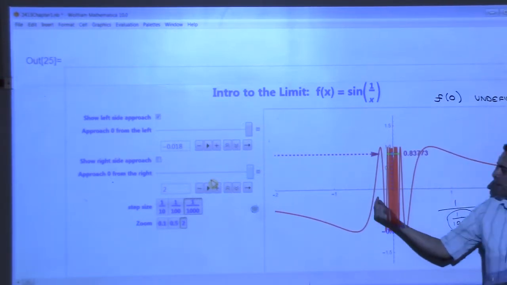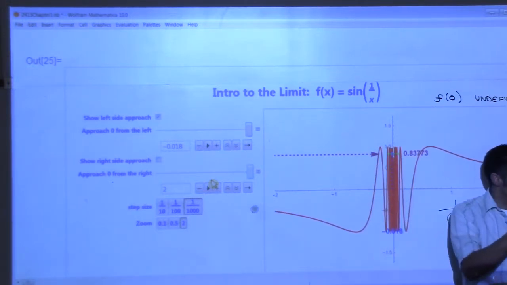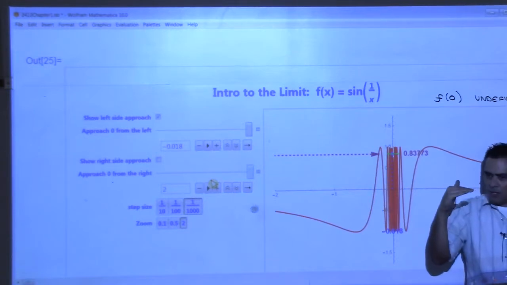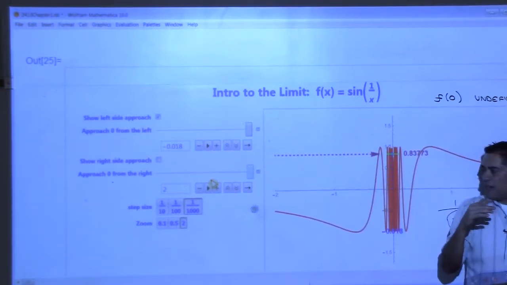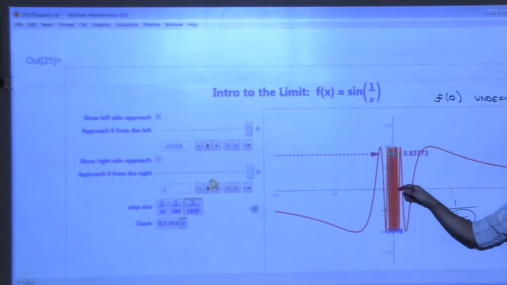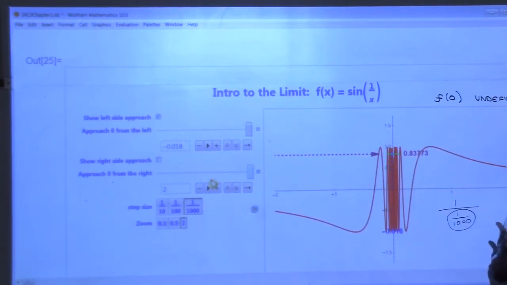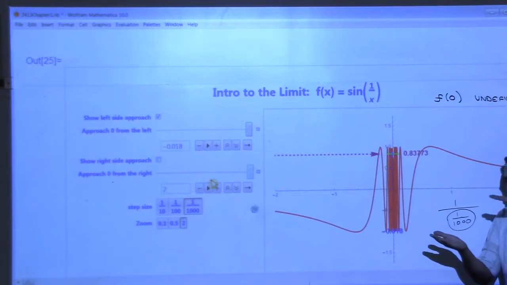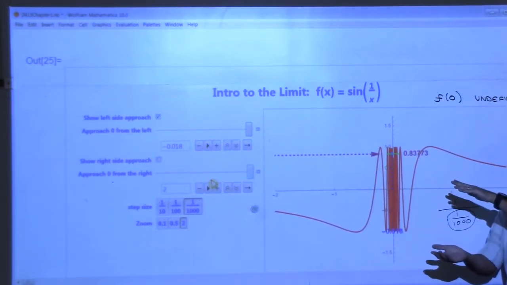Does it appear that from the left, we're headed towards anything in particular? Can you say it's going towards 1 or -1 or something in between? Can you nail down one value that it looks like it's headed towards? No. Can you nail down a value from this side? No. Because of the oscillations, it's never behaving well and coming in for a gentle landing into a point. It keeps doing this crazy thing, yes?